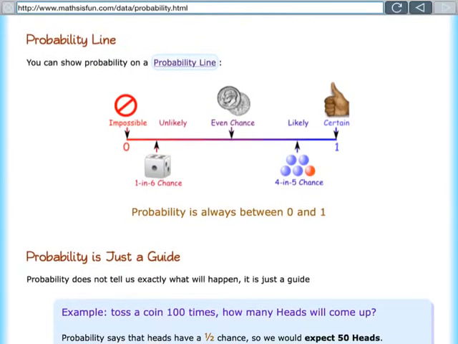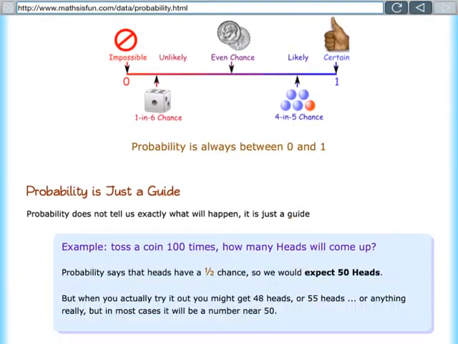One other thing we can do is show probability on a probability line. And remember, we've discussed before that probability is always going to be between 0 and 1. So 0 means that an event is impossible. If the probability is 0, the event's impossible. There's a 0 probability that the sun will be purple when it comes up tomorrow. That is not possible. It's not how our universe works, so the probability is 0.